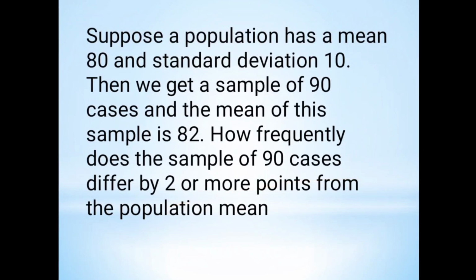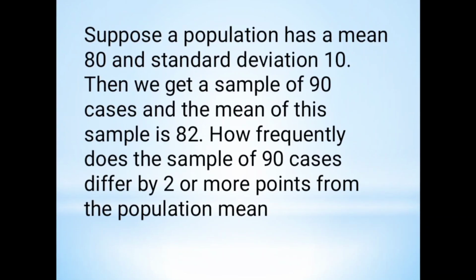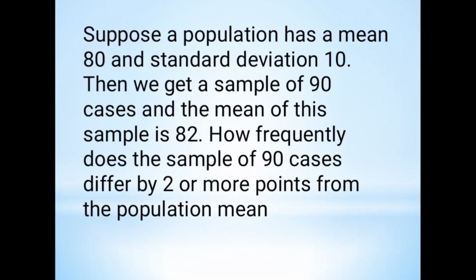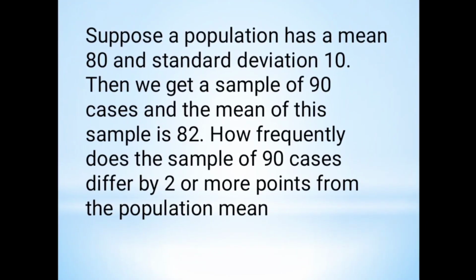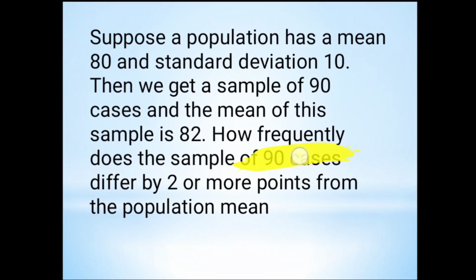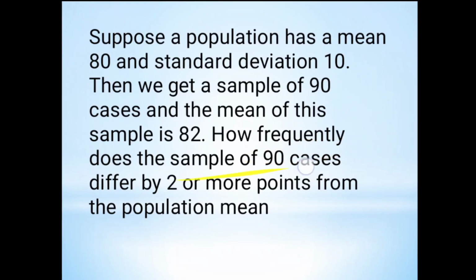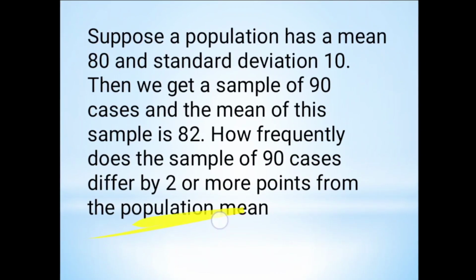Let's talk about this example. Suppose a population has a mean of 80 and a standard deviation of 10. Then we get a sample of 90 cases and the mean of this sample is 82. How frequently does a sample of 90 cases differ by 2 or more points from the population mean? In that case, we will look for the probability that the sample of 90 cases differs by 2 or more points from the population mean.